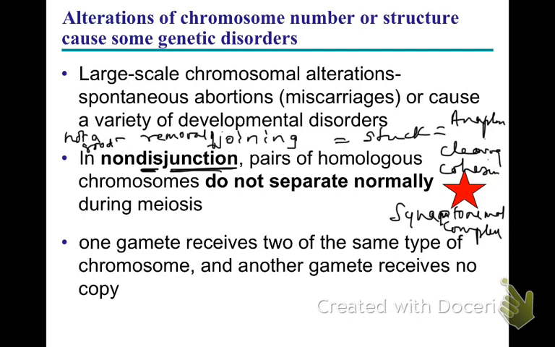Alright, so if they do not separate normally during meiosis, one sperm cell or ovum will have more chromosomes than it needs, and the other one will have fewer chromosomes than it needs, which makes both the gametes that are the result of this meiosis defective or abnormal. Right? Let's see what happens.